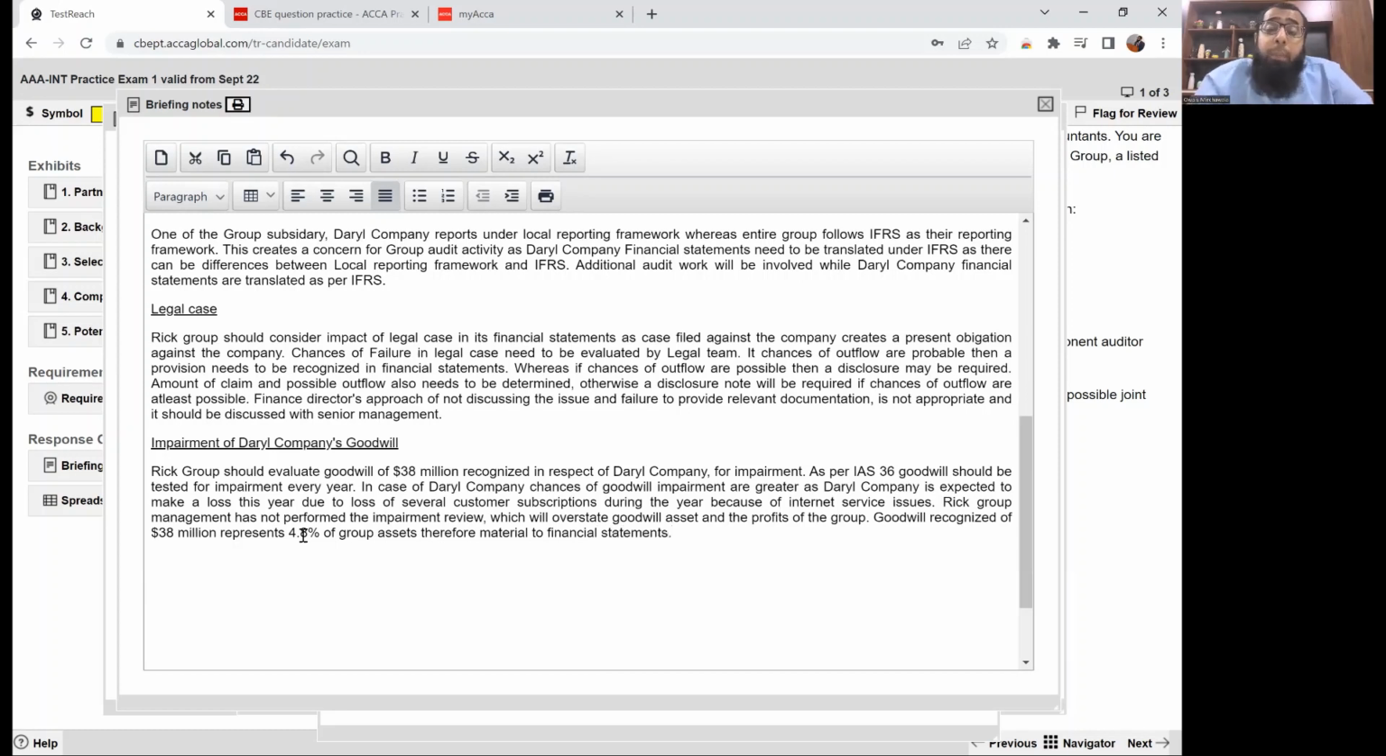Now, some students may be thinking that in the question, it said that materiality will be based on profitability. But materiality based on profitability is used for income statement items. Here we are talking about balance sheet items. For balance sheet items, we use assets as the main threshold.